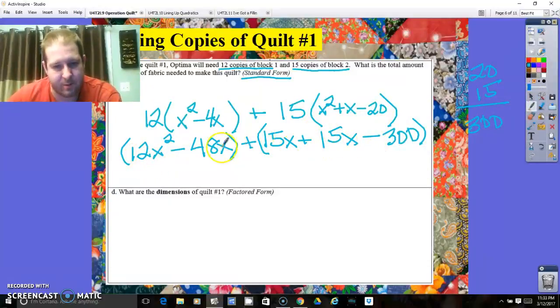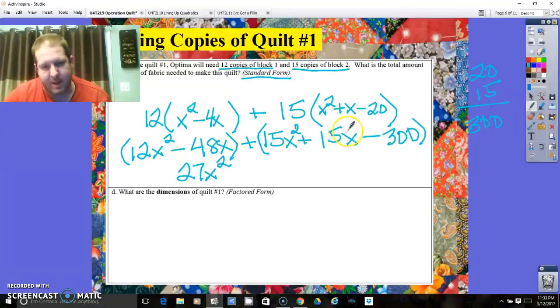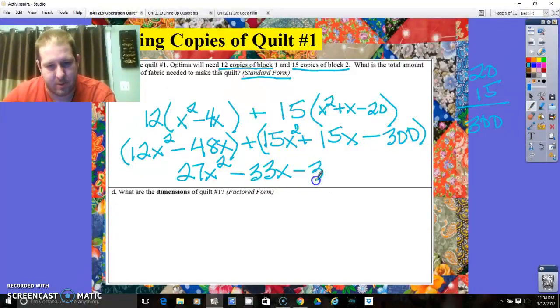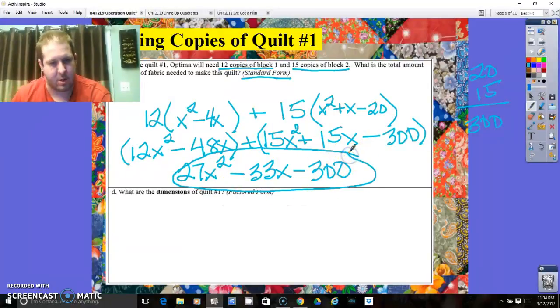There are no x squareds over here. Unless I messed up. Oh, there were. I'm sorry. So that's 15x squareds plus the 12x squareds over here makes 27x squareds. Negative 48x's plus 15x's. Okay, so that means your subtraction. So 48 minus 15 makes 33x's. And there are no constants over here, but there are negative 300 over here. So negative 300. All right, there is your answer.